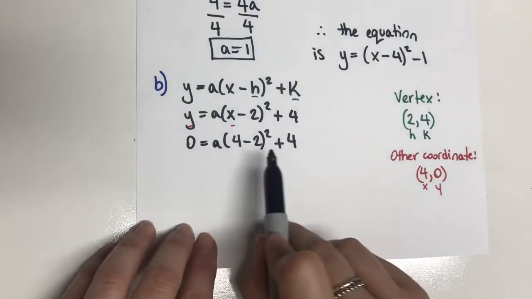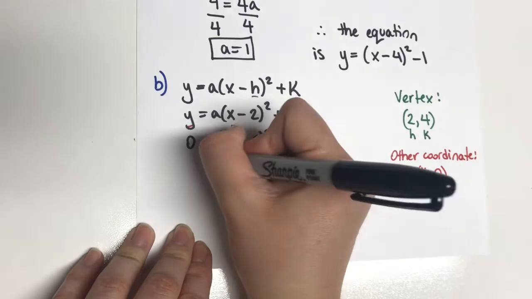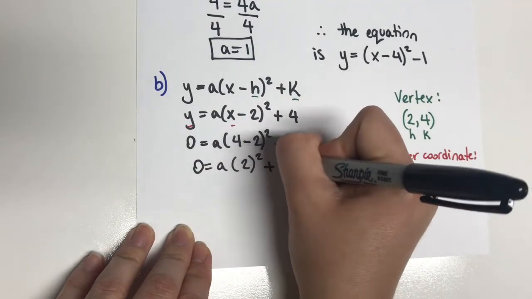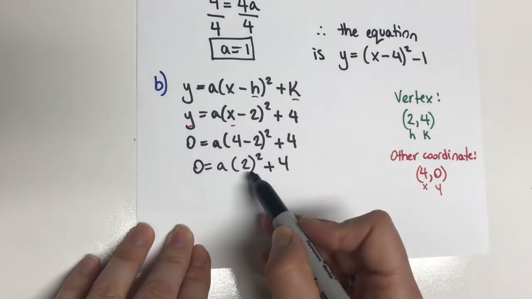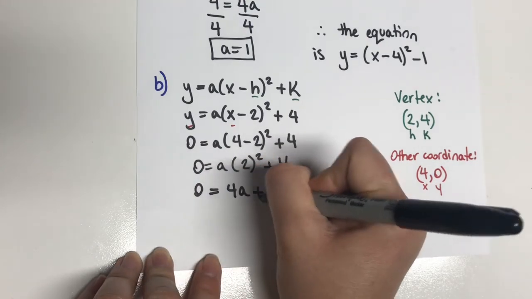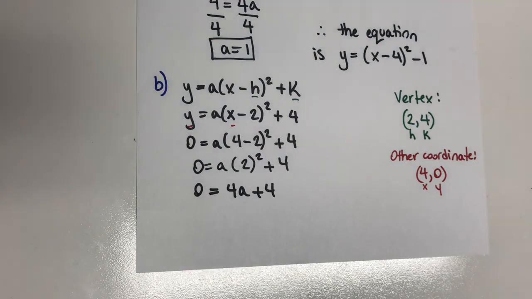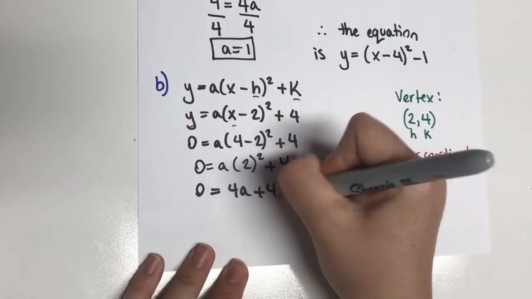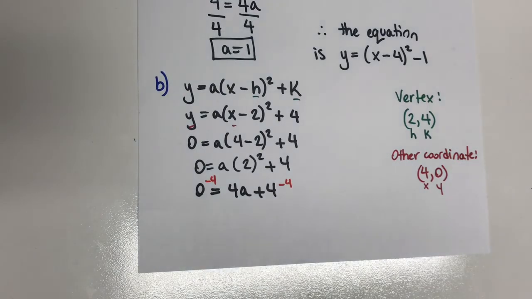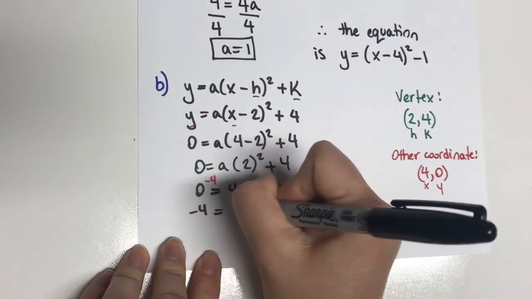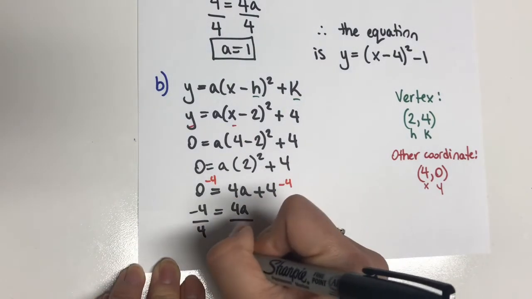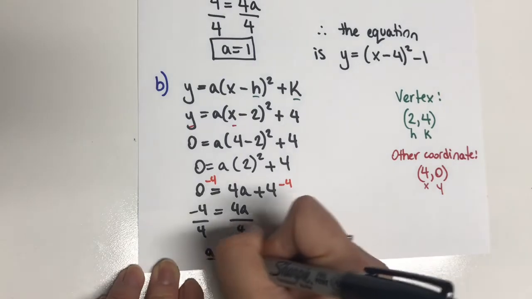Okay, again, brackets go first. 4 minus 2 is 2 squared plus 4. I'm going to do exponents. So 0 is equal to 4a plus 4. Still isolating a. I need to get rid of this plus 4, so I'm going to say minus 4 to both sides. And I'm left with negative 4 is equal to 4a. I'm going to divide both sides by 4, and I get that a is equal to negative 1 this time.